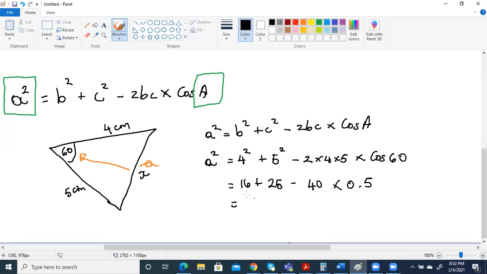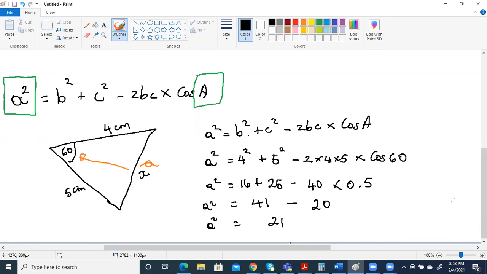So a squared is 16 plus 25, which is 41, minus 40 times 0.5. That's 20, that's half of 40. So a squared is equal to, this looks like 21, yeah? Yeah, 41 minus 20 is 21. So a squared, that's what we're finding, is equal to 21.